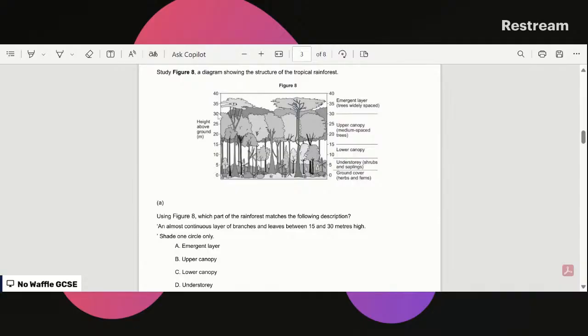Well, if we're looking here, you can see between 15 and 30 meters high. So that is actually referred to as the upper canopy. The emergent canopy are the ones right at the top, and then you've got the lower canopy, which is probably between 15 to 20, and then the understory, which is right at the bottom. So yeah, well done for those answering B.